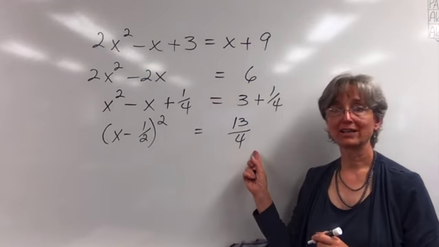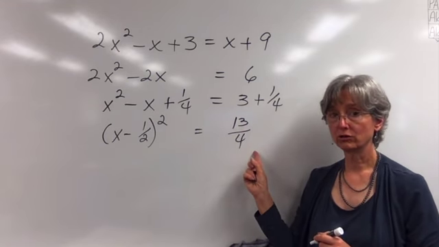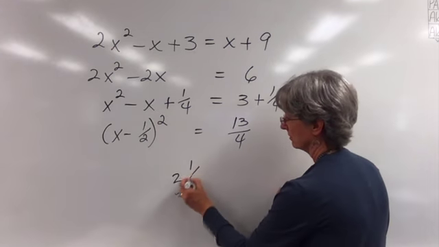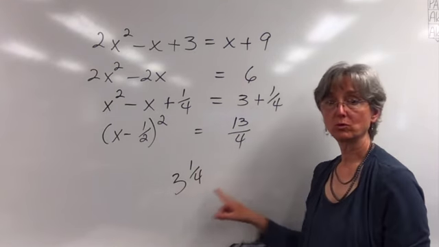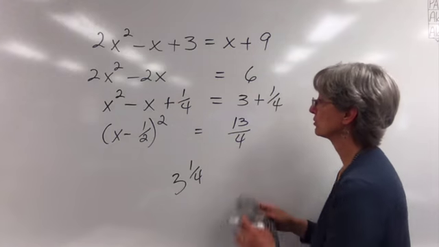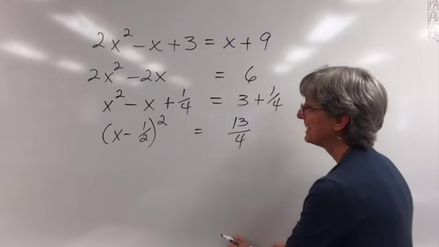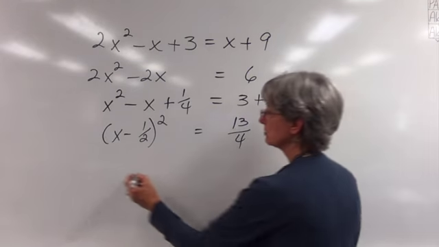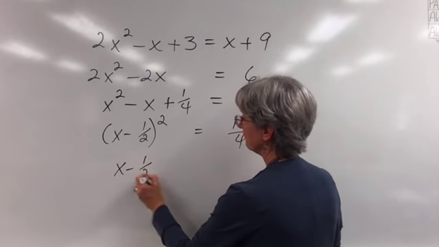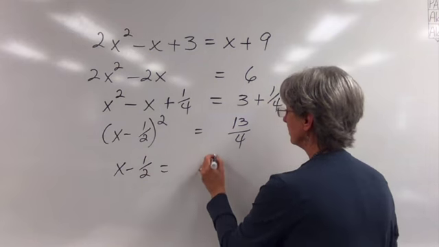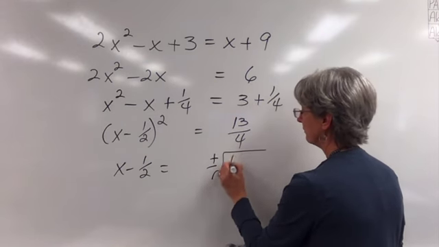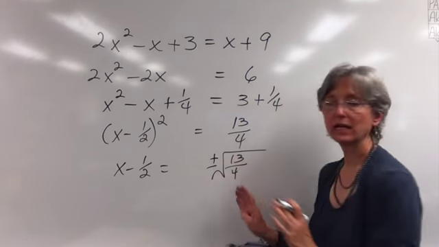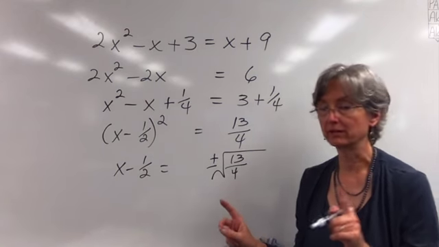I'm going to change that to the improper fraction 13/4. 4 times 3 plus 1, right? Do you remember that? So that's 13 over 4. Now, I'm going to square root both sides. So this becomes x minus 1/2 is equal to plus or minus the square root of 13 over 4. I'll just leave it like that for right now, but I'm going to simplify this.